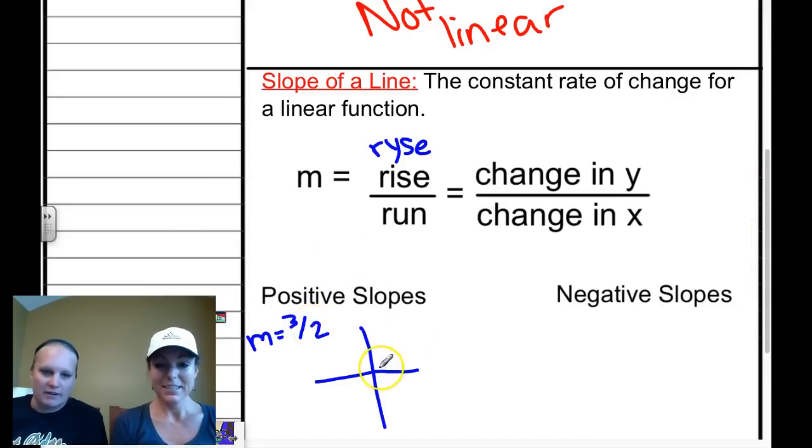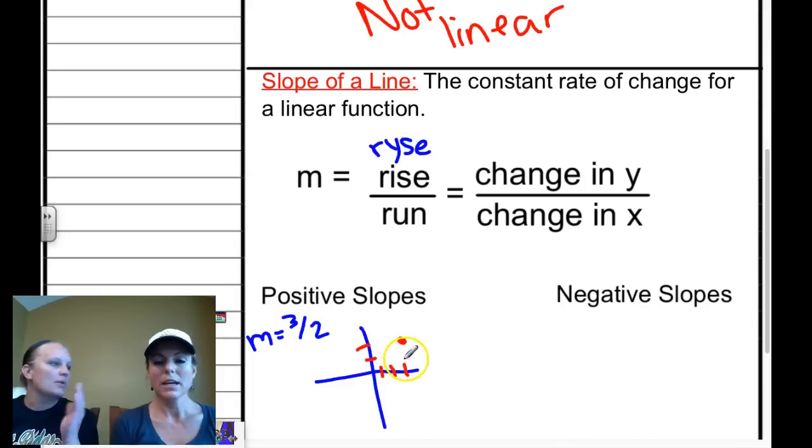So I go over 3: 1, 2, 3, because those are positive. And I need to go up 2. So over 3, up 2. I put my dot here. Since it is positive, we always read like a book, left to right. So if I'm going from left to right, positive means we're going up from left to right.